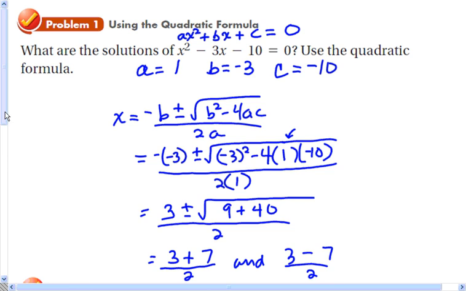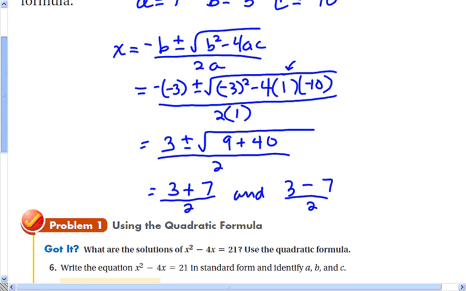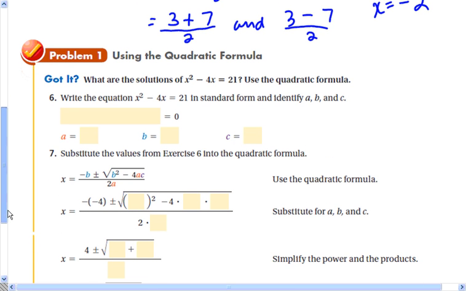And so simplifying those two, I get 10 divided by 2 is 5, so x is equal to 5, and x is equal to 3 minus 7 is negative 4 divided by 2 is negative 2. All right, I'm going to pause here and I'm going to let you try it. Try and figure out what a, b, and c are, plug it in, and find the solutions.